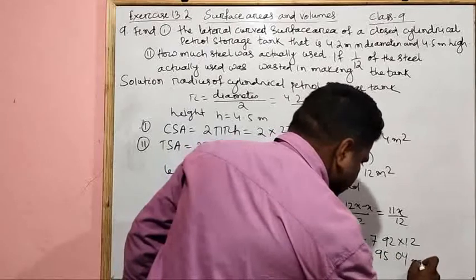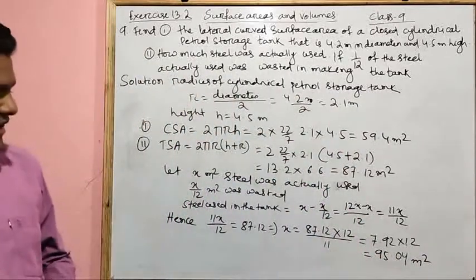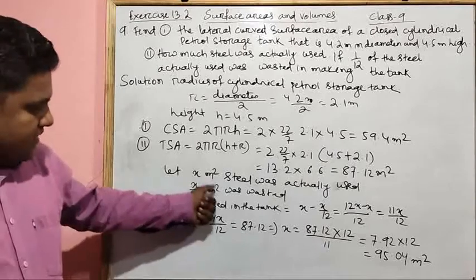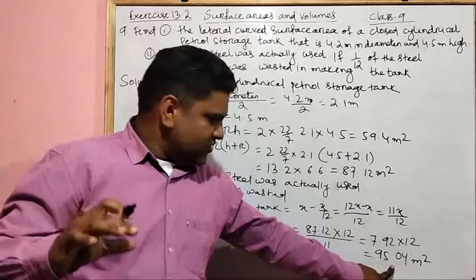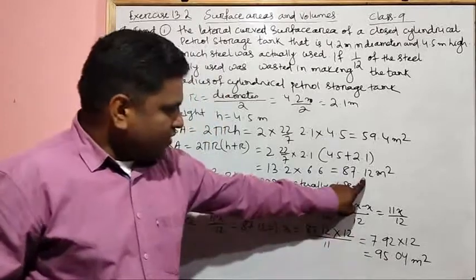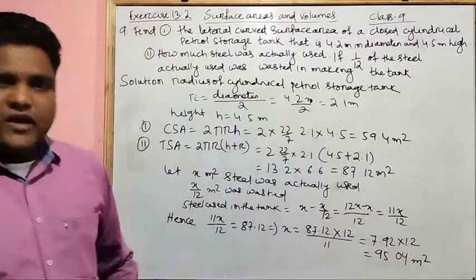This much meter square steel was actually used to make the tank, and this is the actual amount of steel used, and this much amount was used in the tank, and 1 by 12 of the amount was wasted.